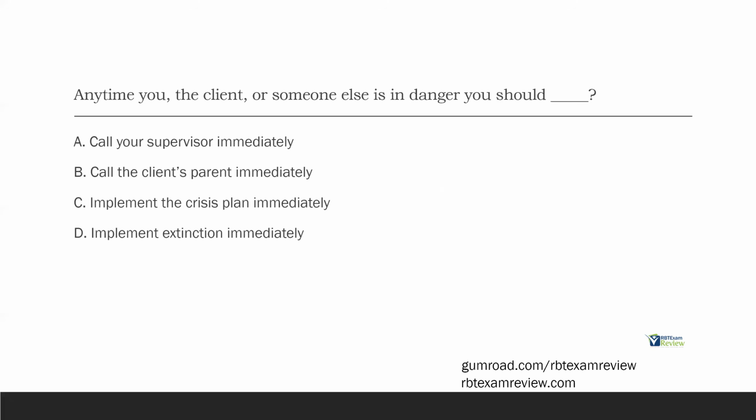C, implement the crisis plan immediately, okay? This is why it's so important to have a crisis emergency plan in place. So when someone is in danger, you can immediately jump into action and you don't need to wait for a supervisor or a client because then it might be too late. So if someone is in danger, you should immediately implement your crisis plan and then start calling supervisors and parents. D, implement extinction. No, right? You shouldn't be ignoring whatever's going on. React based on what the plan tells you.